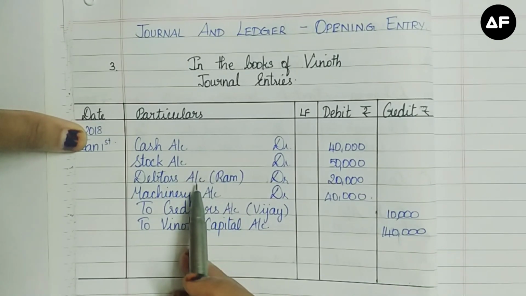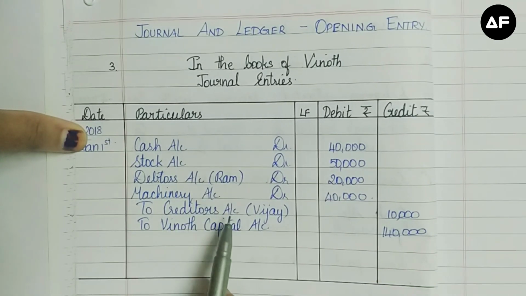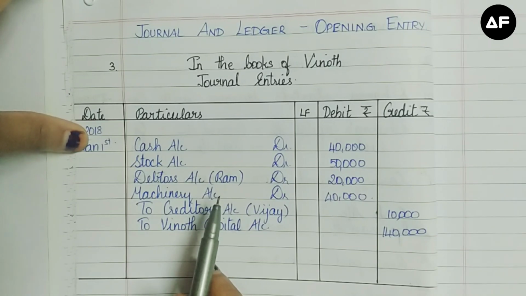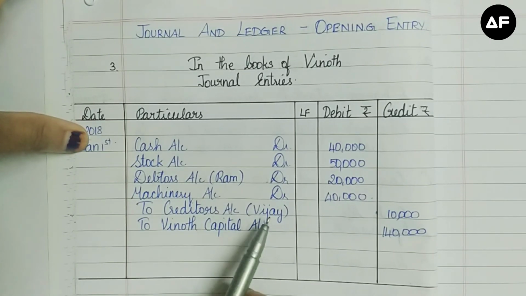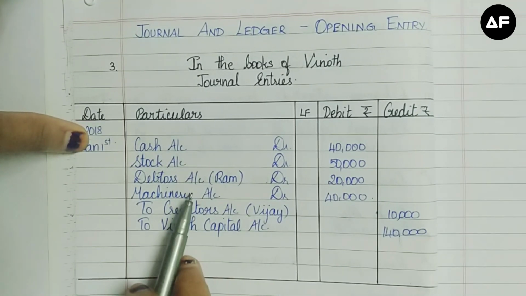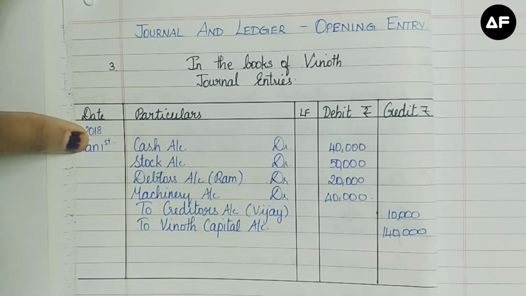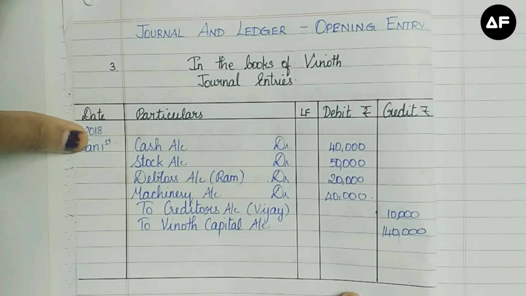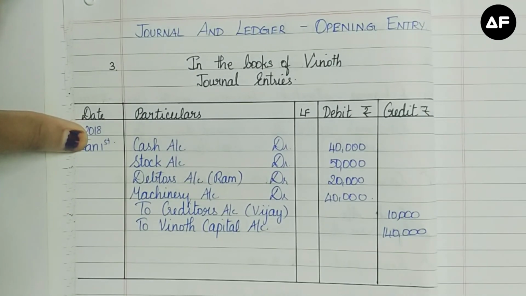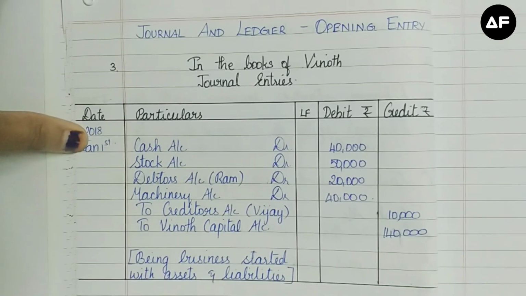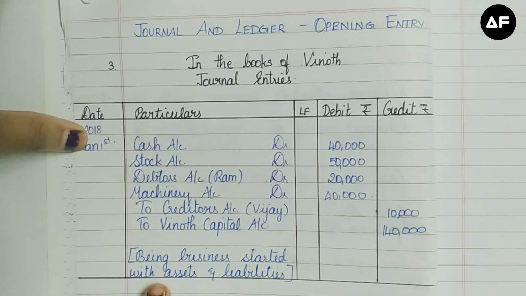Why do we record Ram and Vijay as a debtor and creditor? Ram is a person from whom we are supposed to receive money, whereas Vijay is a person to whom we are supposed to pay money. Therefore, they are recorded as debtors and creditors. So, this is the journal entry given for the opening balances of Vinod, or the starting of the business. The narration is going to be: being business started with assets.